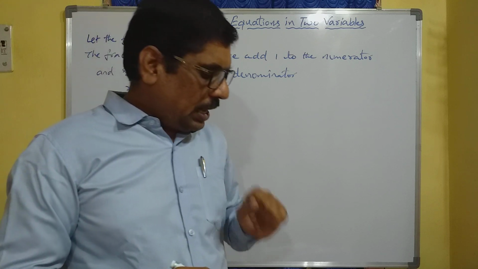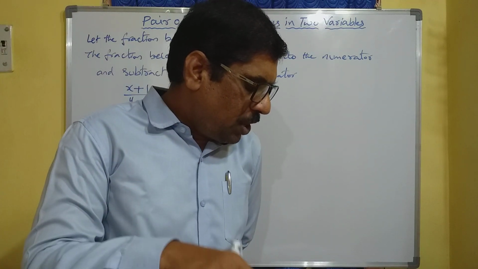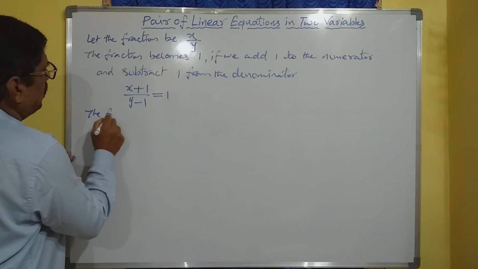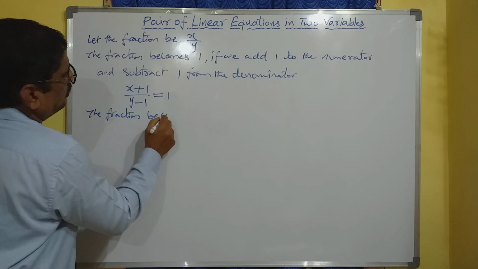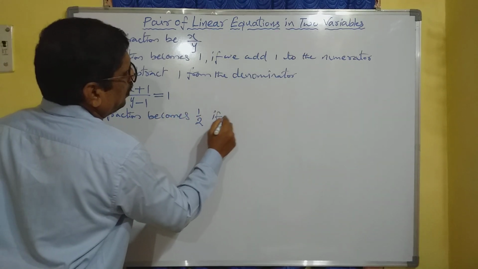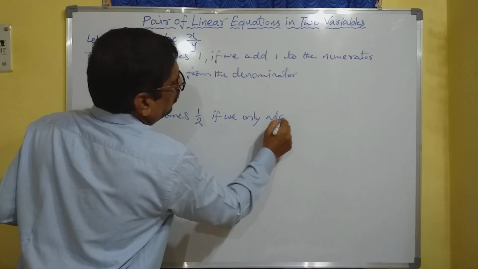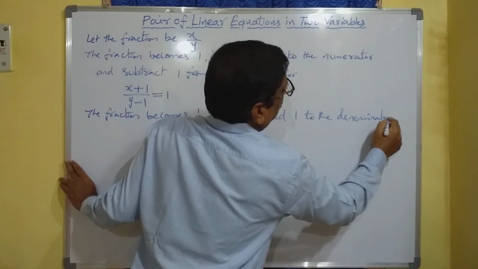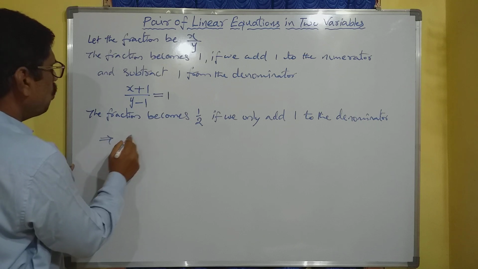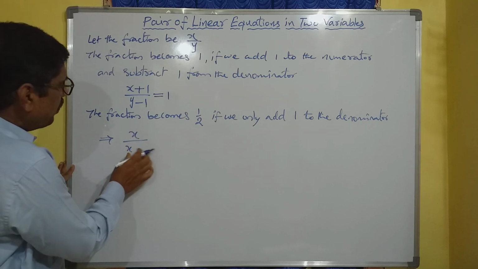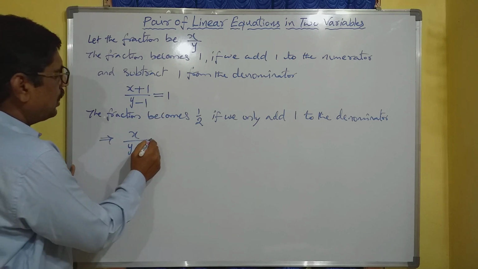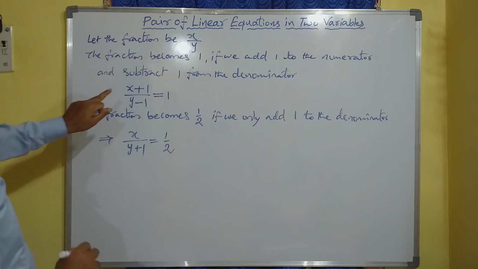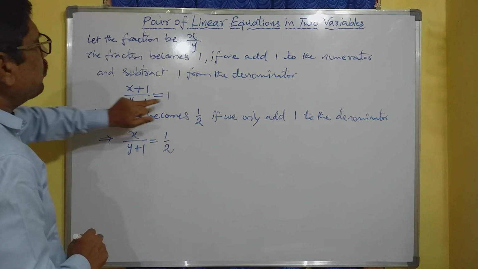Now, the other condition: the fraction becomes 1 by 2 if we only add 1 to the denominator. So the numerator will be as it is and the denominator is added to 1. Then the fraction becomes 1 by 2. Okay, here we get two equations, you observe. The first equation, x plus 1 by y minus 1 is equal to 1.